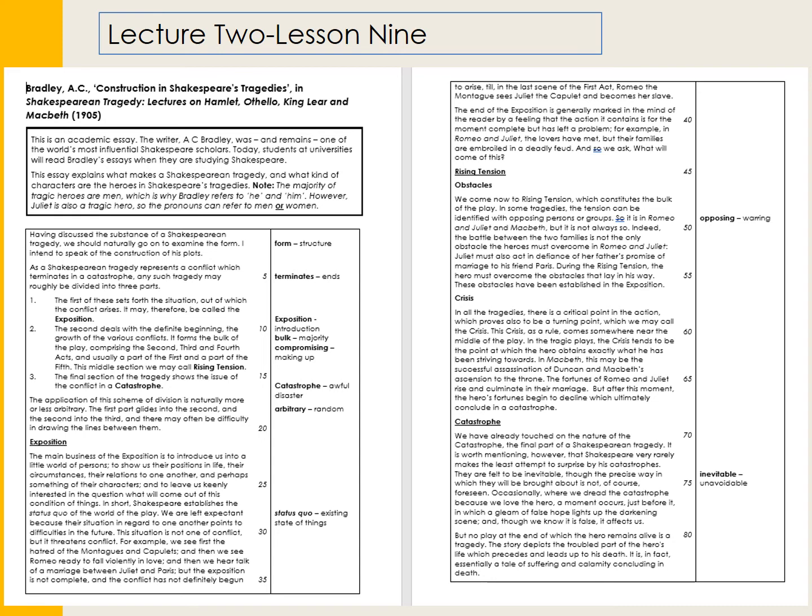But no play at the end of which the hero remains alive is a tragedy. The story depicts the troubled part of the hero's life which precedes and leads up to his death. It is, in fact, essentially a tale of suffering and calamity concluding in death.